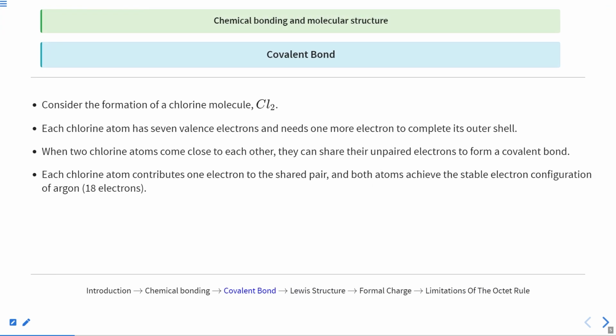Moving on to an example, here an example of chlorine, Cl2. It is a halogen, has 7 electrons. Each chlorine will have 7 electrons. Both will need one more electron. Now, what will happen when two chlorine atoms come together? They can share their unpaired electron to form a covalent bond. So they can share a pair of electrons. In this way both atoms achieve the noble gas configuration.